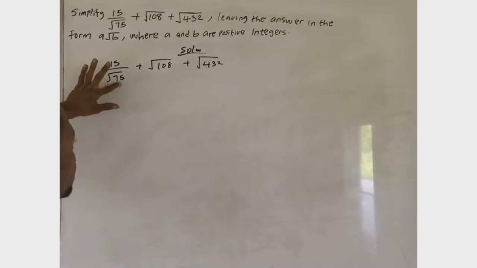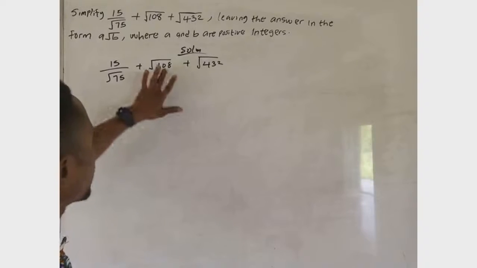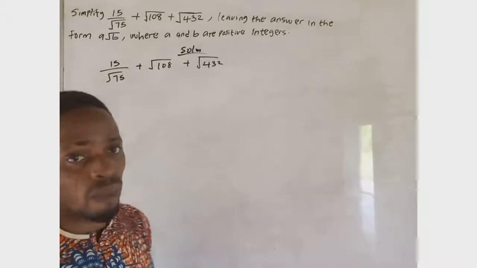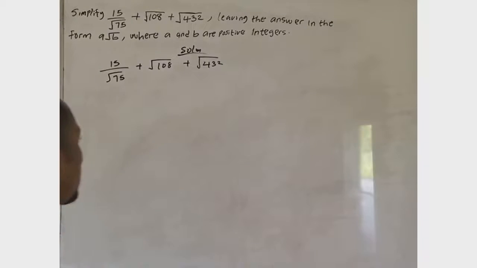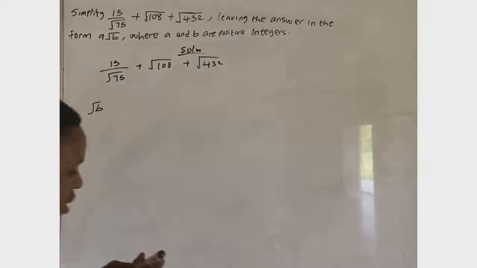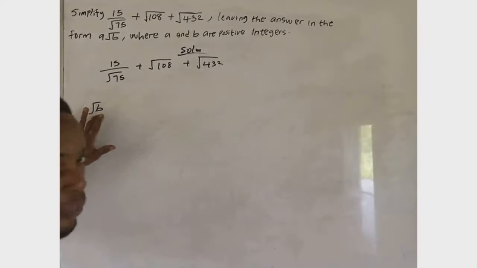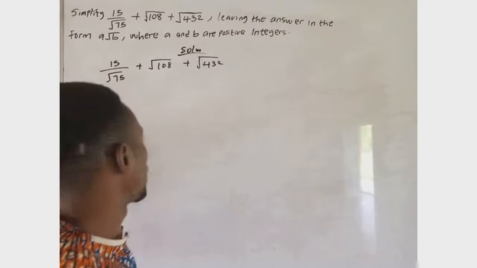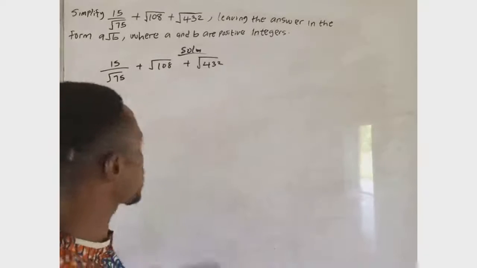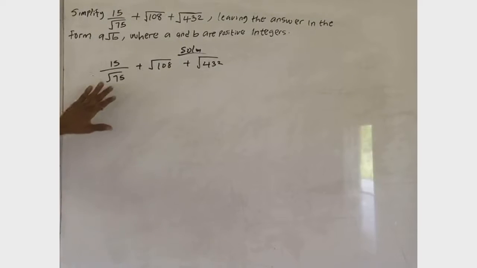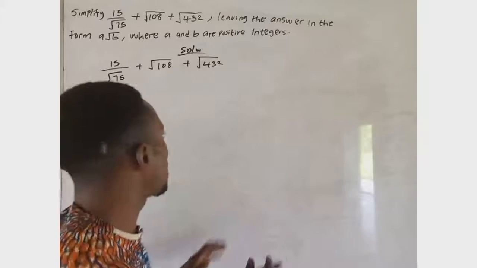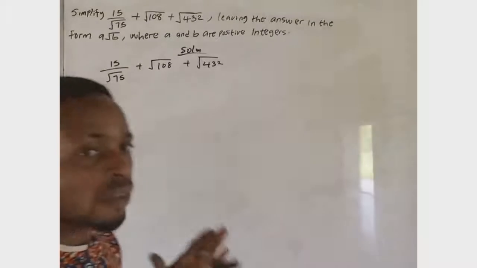If you look at 75, it does not have a perfect square. The same thing here and here. The basic form of surd states that if you have root B, and B does not have a factor that is a perfect square, then B is said to be in surd form. If you find a factor of 75 that gives a perfect square, then root 75 is not in the basic form of surd.